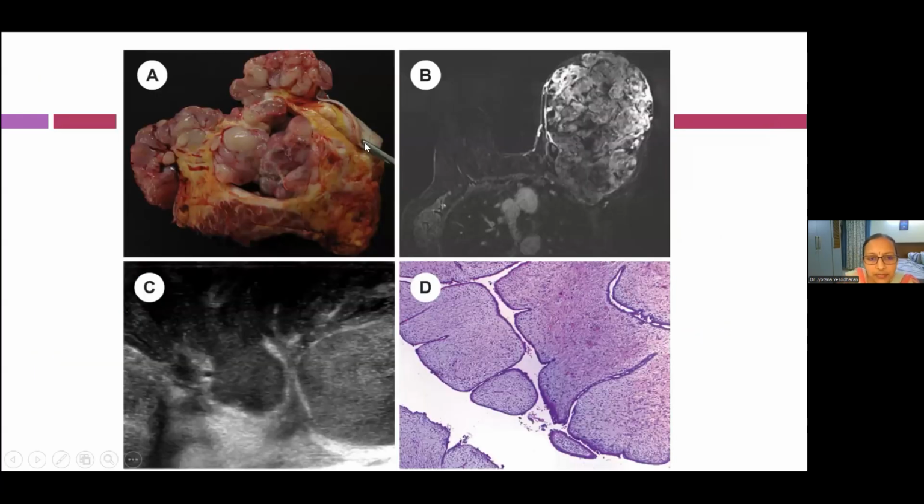Now, this is just a picture of a classical Phyllodes tumor. You can see the lobular pattern, and this was the leaf-like pattern which Madam had shown you earlier. So even on imaging, you can appreciate the cystic spaces with the leaf-like fronds.